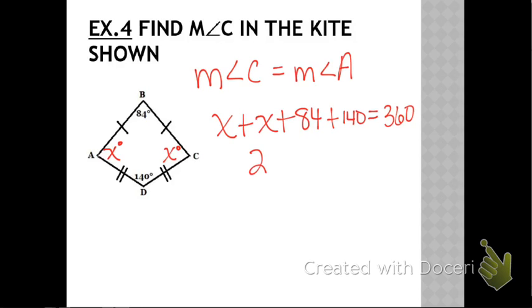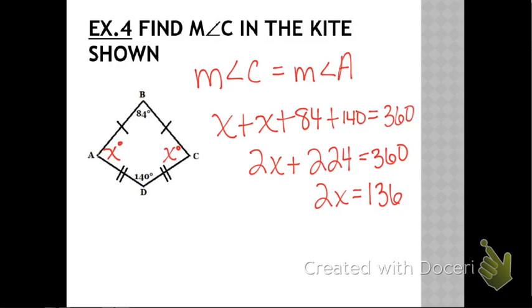If we combine like terms, 2x plus 224 equals 360. Subtract 224 from both sides. That leaves us with 2x equals 136. Divide by 2, and x would equal 68. Okay, and we had labeled angle C with x, so 68 would be our degree measure for both angle C and angle A.